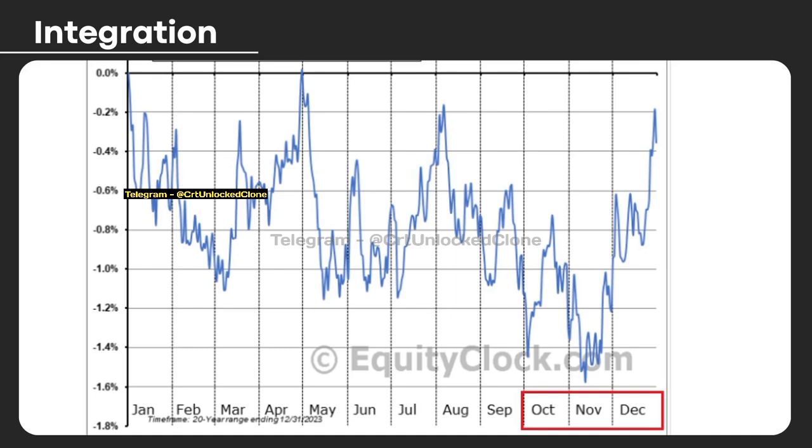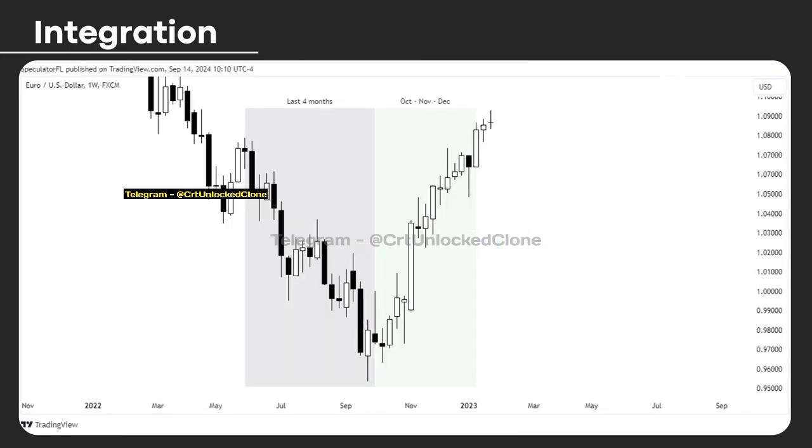Now let's see if we can combine this with quarterly shift and anticipate quarterly shifts with a great deal of accuracy. Right here we've got this EUR/USD weekly chart, and you can see these two quarters. The first one in the gray rectangle represents the price action of EUR/USD over the last 4 months, where it consistently found bearish price action and went lower, and the second one is where it had a quarterly shift to the bullish side.